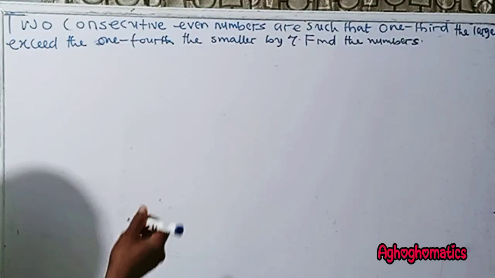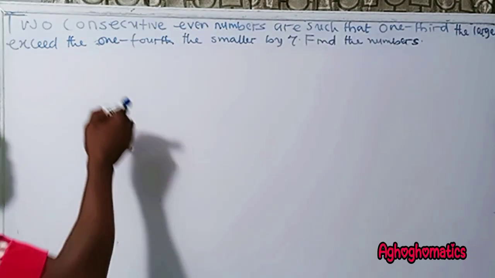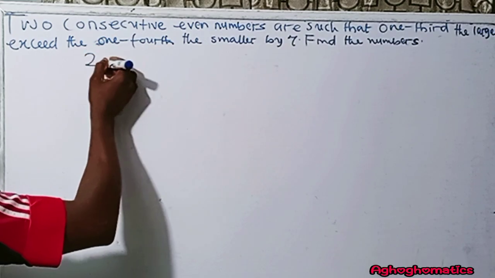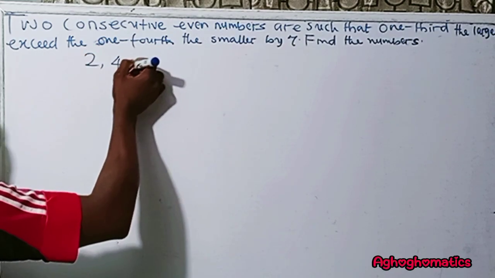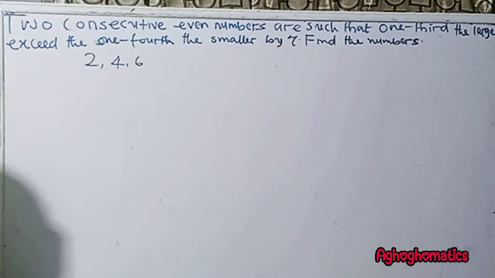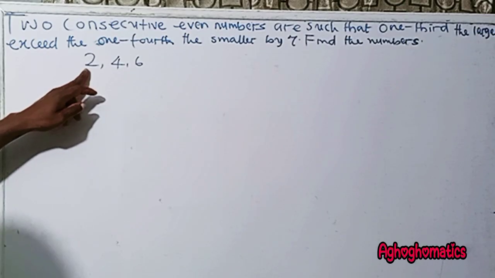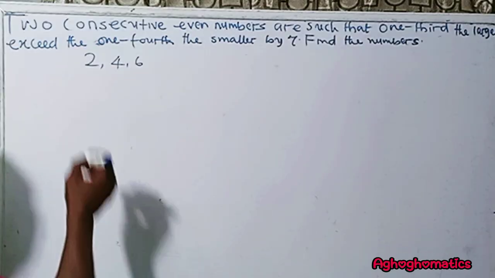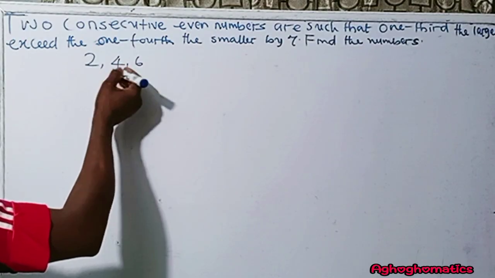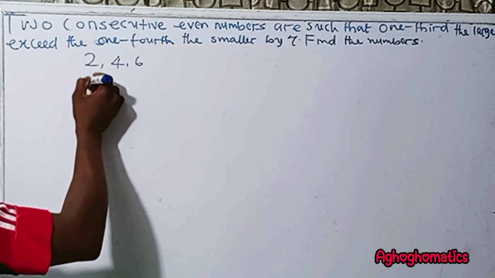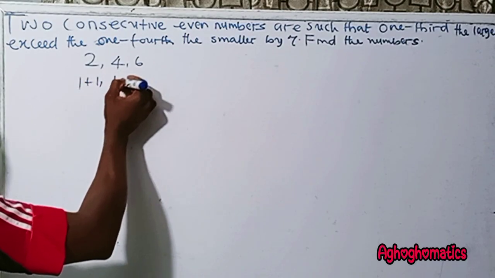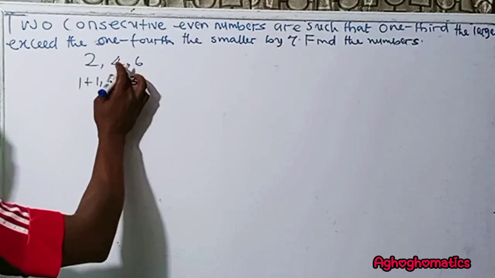Consecutive means that the numbers follow each other. So, for instance, if we are dealing with even numbers, remember these are even numbers: 2, 4, 6. If one of the numbers is 2, to get the next one, we add 2 to it. So assuming we have these two here, 2 and 4, we could say that this is 1 plus 1, the other one will be what? 1 plus 3, that will give us 4.